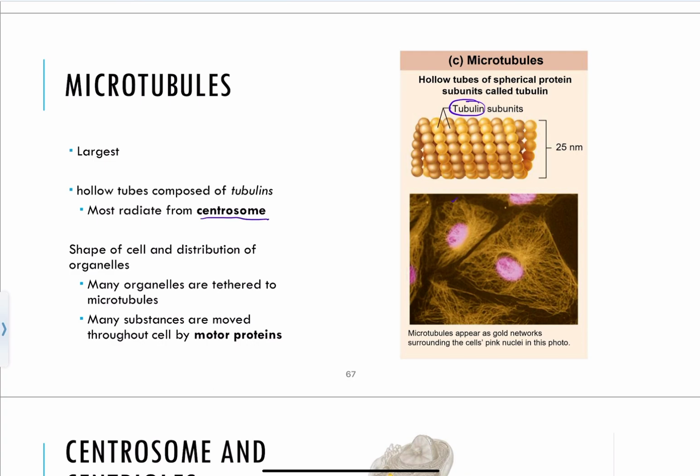And they're going to be helpful in shaping the cell as well as distributing organelles, because a lot of these organelles are actually going to be bound to these microtubules, and we'll see how they play a role in separating the chromosomes and pulling them to opposite poles of the cell during cellular division.